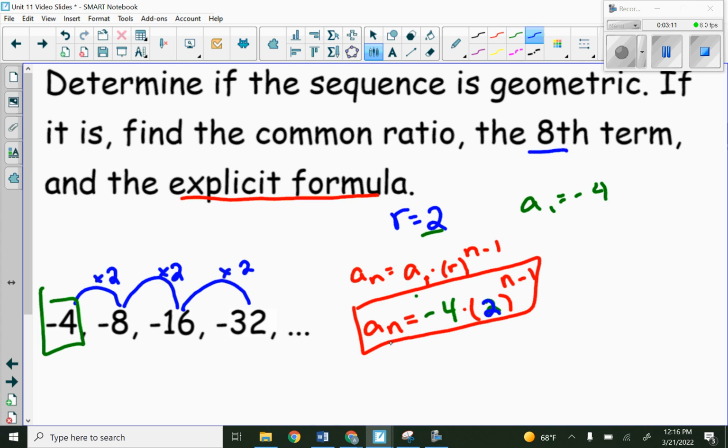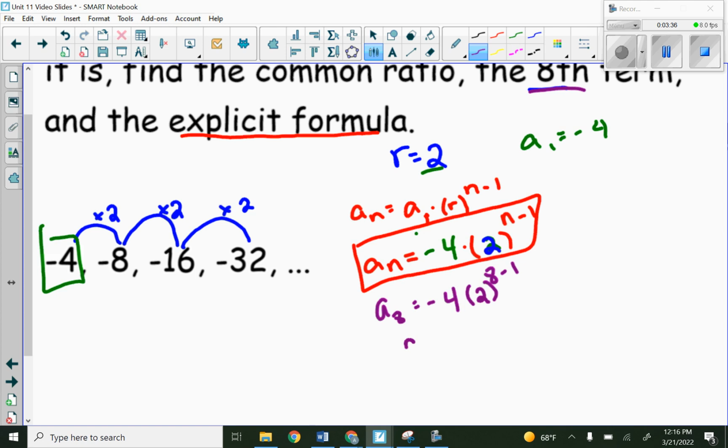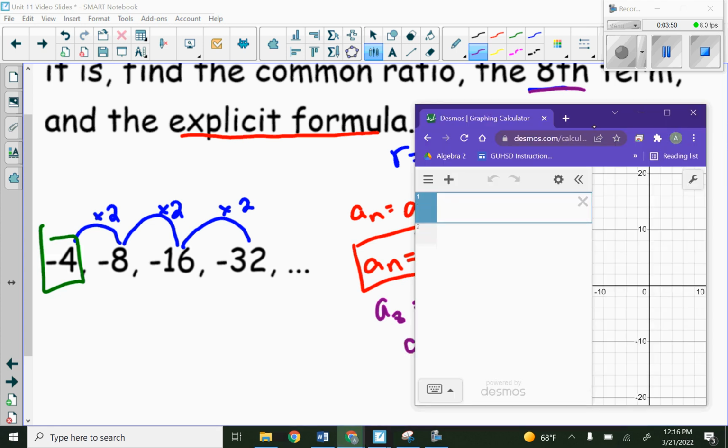So now, if we want to find the eighth term, that means we're going to plug 8 in for n. So a sub 8 equals -4 times 2 to the 8 minus 1 power. Now from here we could plug this into our calculator. You could do some simplifying. So a sub 8 equals -4 times 2 to the 7th, since 8 minus 1 is 7. At this point I'm going to plug this into my Desmos calculator.